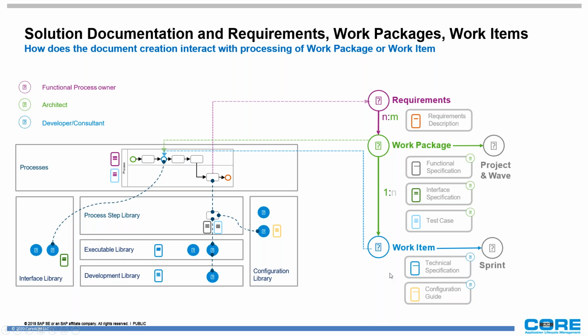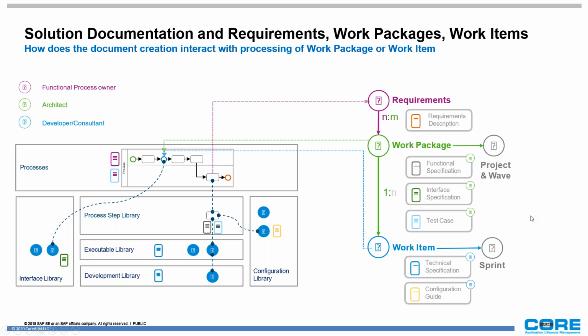And then that work package can have many work items or one. And those work items, the deliverables will be technical specs or configuration documentation, depending on what type of technical item it is. As you can tell, the work packages are going to be assigned to a project and a wave, and all of the work items will be assigned to a sprint. So in order to deliver a work package, we have to complete all of our work items within that sprint, and then that's when that work package will be completed.